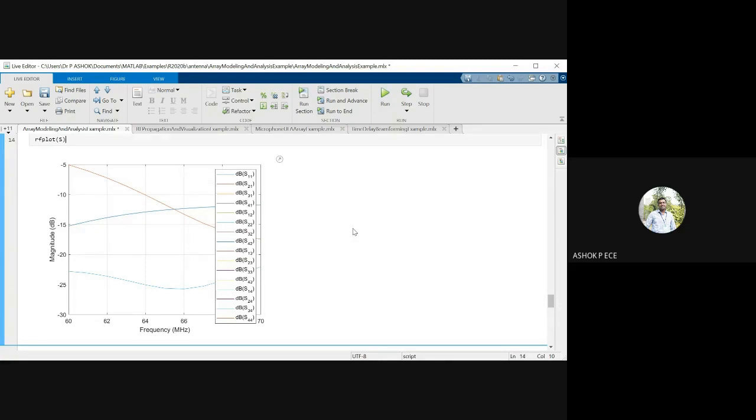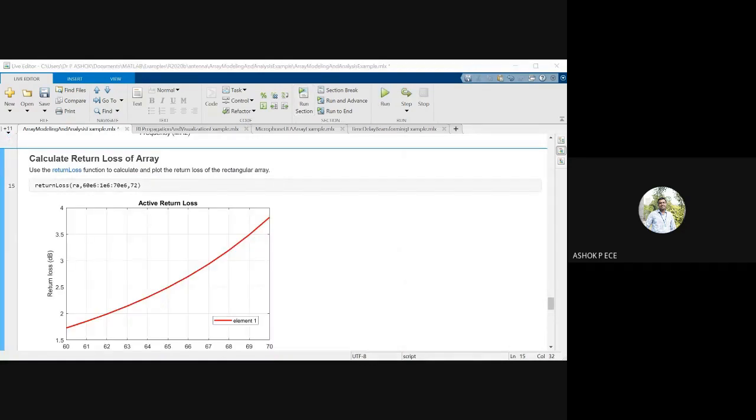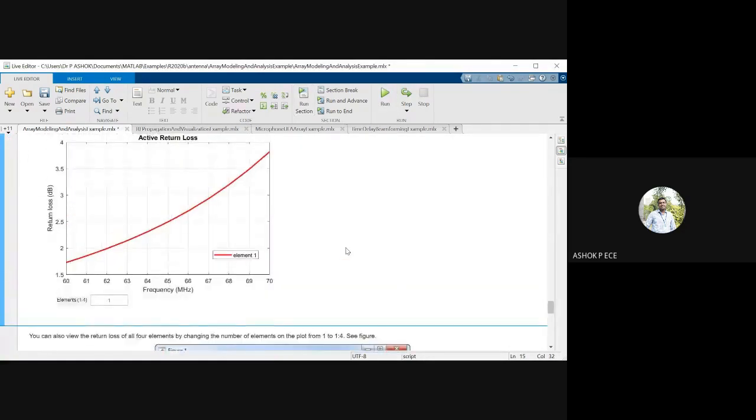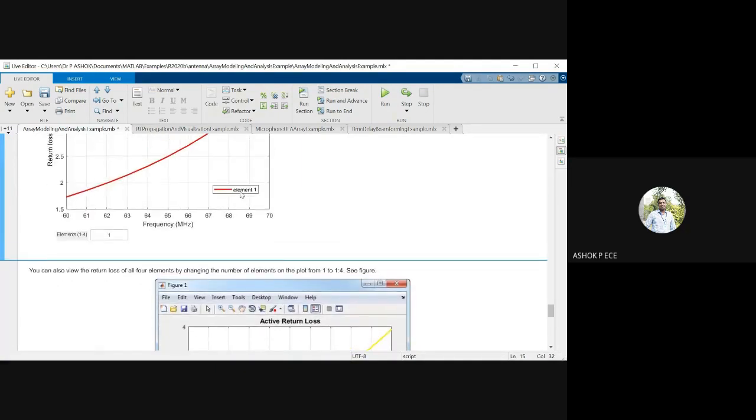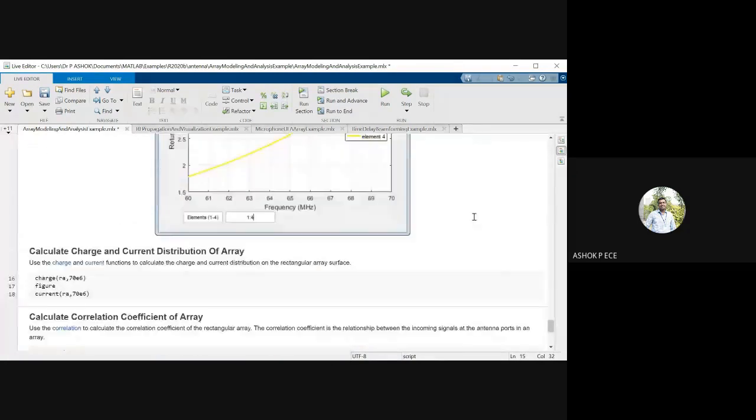You can see the plot for only 3. The remaining plots are not that significant. Now the return loss. They are measuring the return loss. You can see the return loss is increasing. At some point the return loss will become big. That is going to be the resonant frequency of the antenna. I have plotted element 1. If you want element 2, 3, 4, if you type 1, 2, 3, 4, you can plot the return loss for the remaining elements.